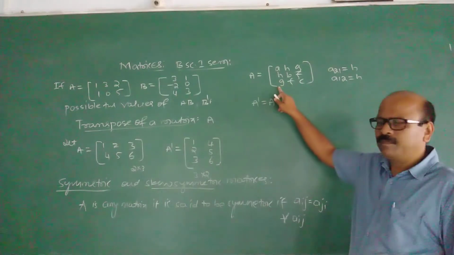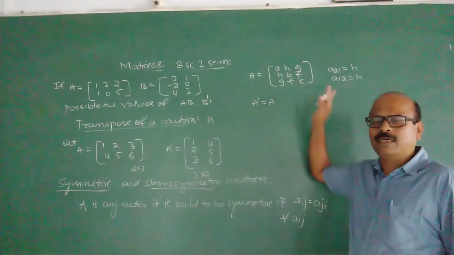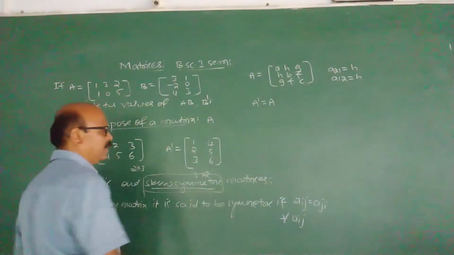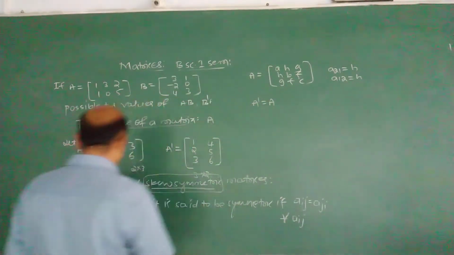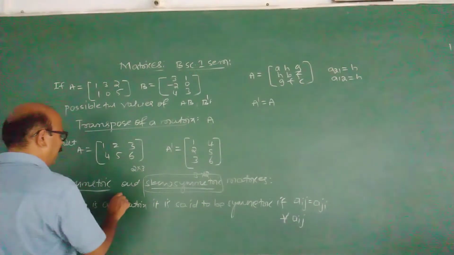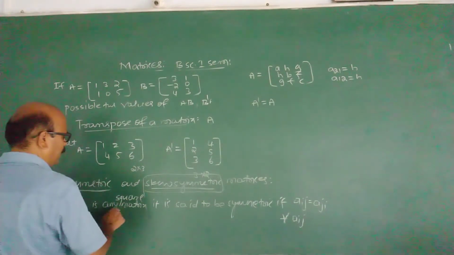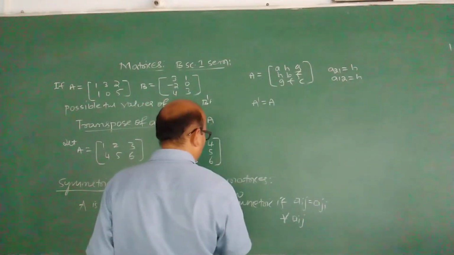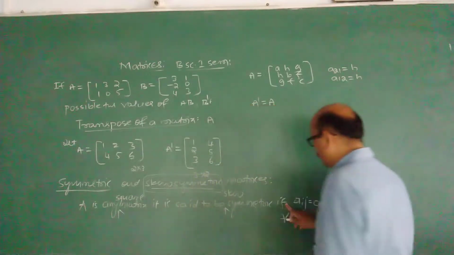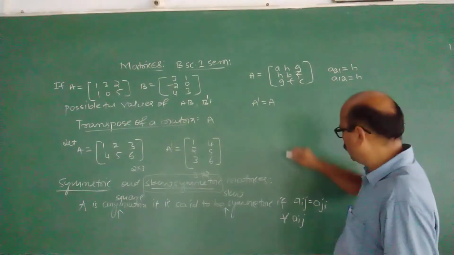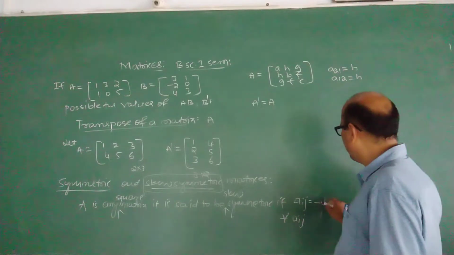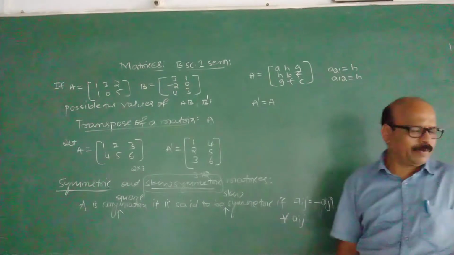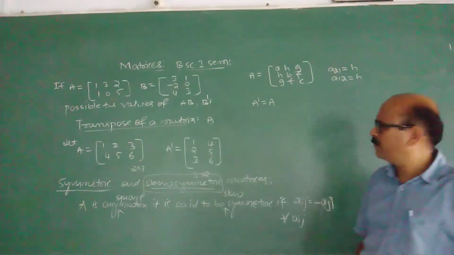This is the example, symmetric matrix. You can take many examples. Next is skew symmetric matrix. Skew symmetric means a square matrix. A is any square matrix. It is said to be skew symmetric if Aij is equal to minus Aji. Then capital A is said to be skew symmetric.